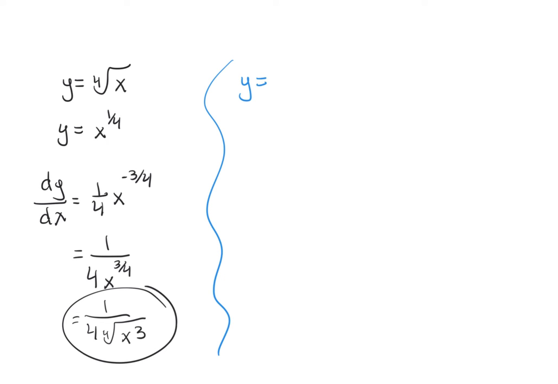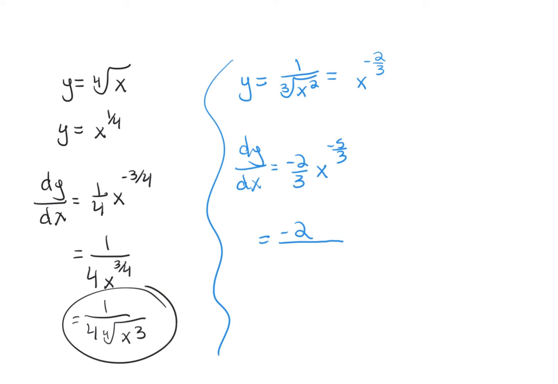Okay, next one, y equals 1 over the cube root of x squared. Let's rewrite that. So that is the same thing as x to the power of negative 2/3. So the derivative is negative 2/3 x to the power of, take away 1, minus 3 over 3, negative 5/3. So that would be, I've got negative 2 in the numerator, 3 in the denominator, and then I'm sending this to the denominator, x to the power of positive 5/3. So I've got negative 2 over 3 times the cube root of x to the 5th.